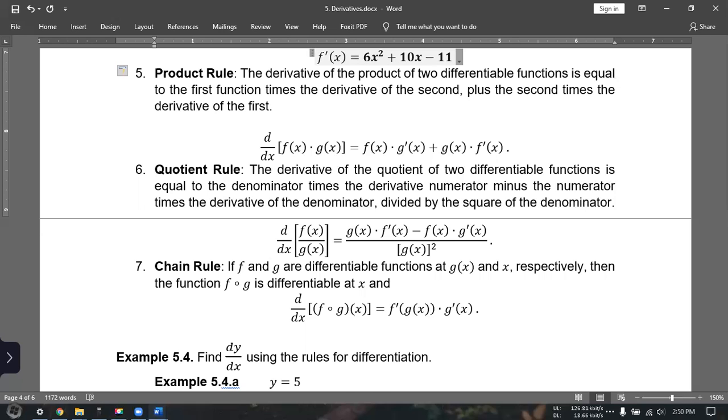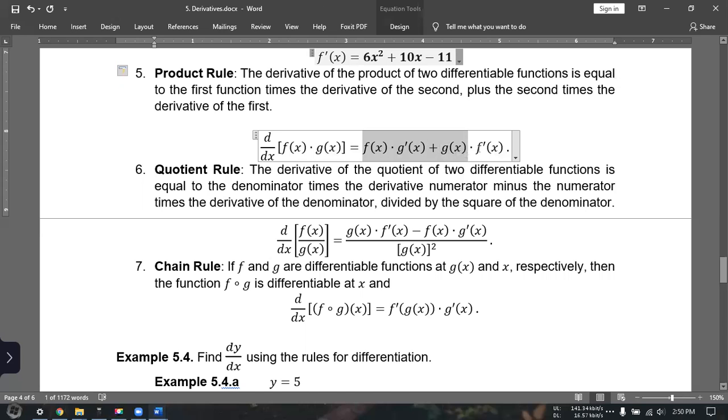The derivative of the product of two functions f of x and g of x is defined as the first function, or the first factor, times the derivative of the second factor plus the second factor times the derivative of the first factor.